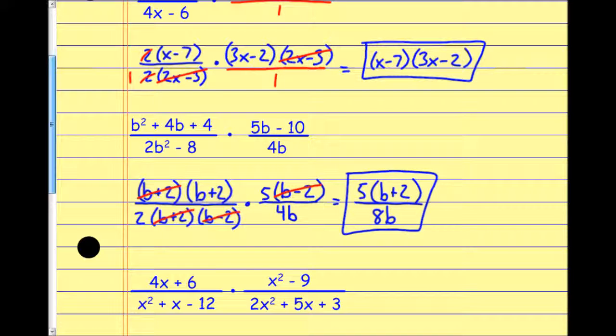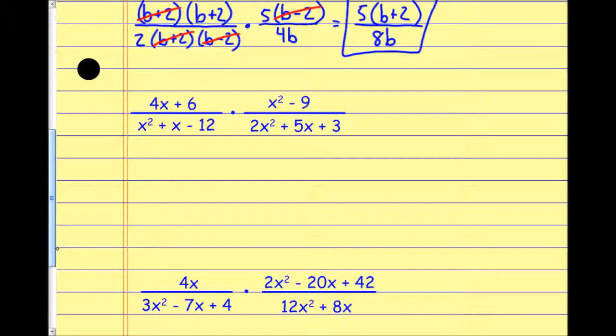In this one, the numerator, I can factor out a 2, which leaves me with a 2x plus 3. In the denominator, that's going to factor into an x plus 4 and an x minus 3. Again, feel free to be taking some of these things off to the side. Over here, this numerator is a difference of squares, an x plus 3 and an x minus 3.